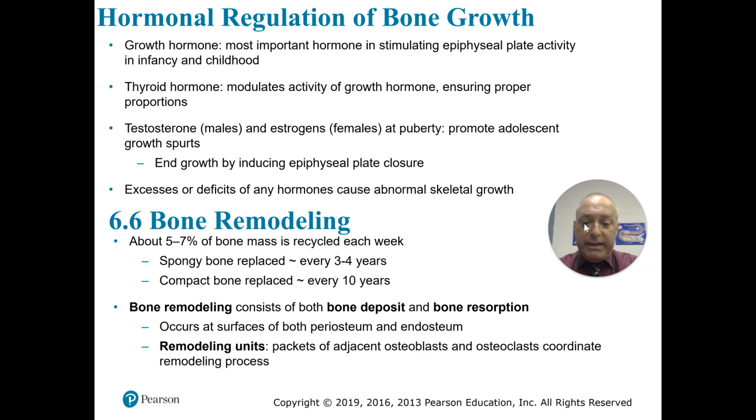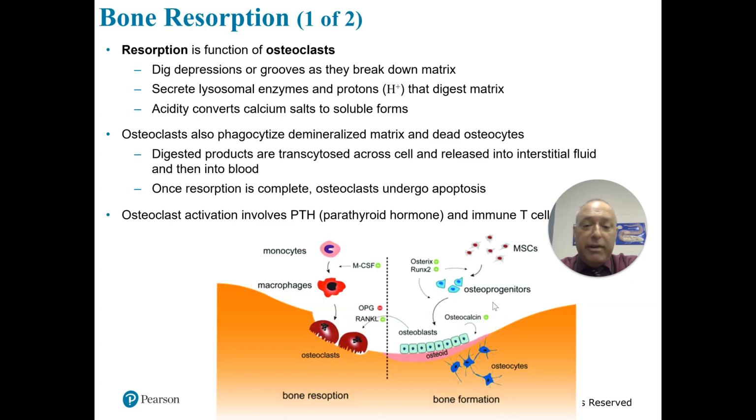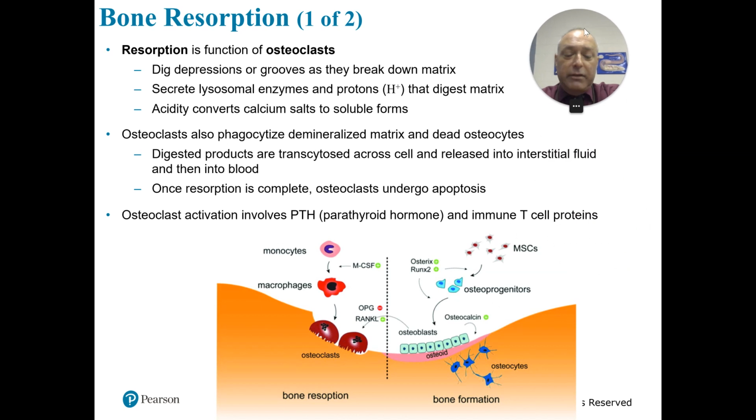So bone remodeling consists of bone deposits and bone resorption. This occurs on the surface of both the periosteum and the endosteum. And there are these remodeling units, which are packets of adjacent osteoblasts and osteoclasts, which coordinate the remodeling process. So let's take a closer look.